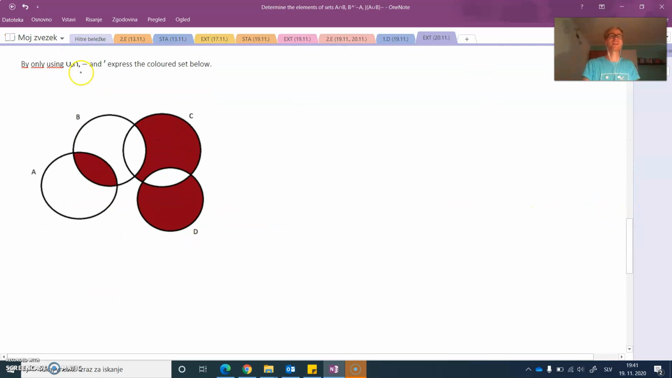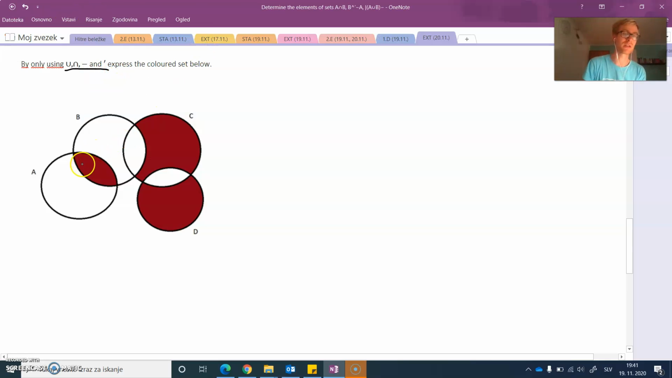The third one, you had some sets that were given, and well, you basically had to express the colored sets here. Those are the ones that are colored in reddish color here, and you only had to use unions, intersection, and without, and the dash, meaning B dash, everything outside of B. Well, in this case, dash doesn't really come into account because we don't have a universal set. So basically just union, intersection, and without.